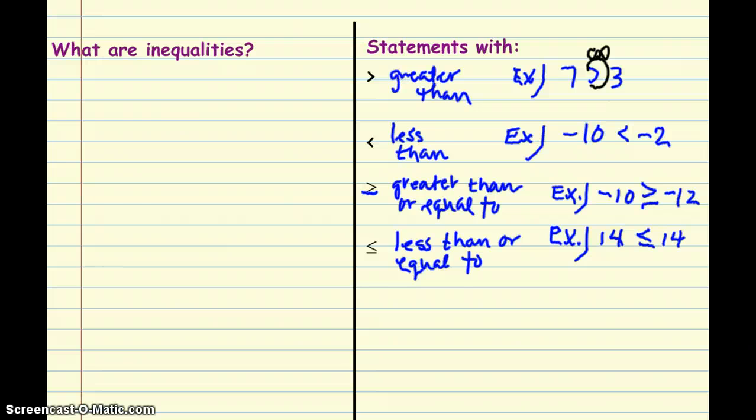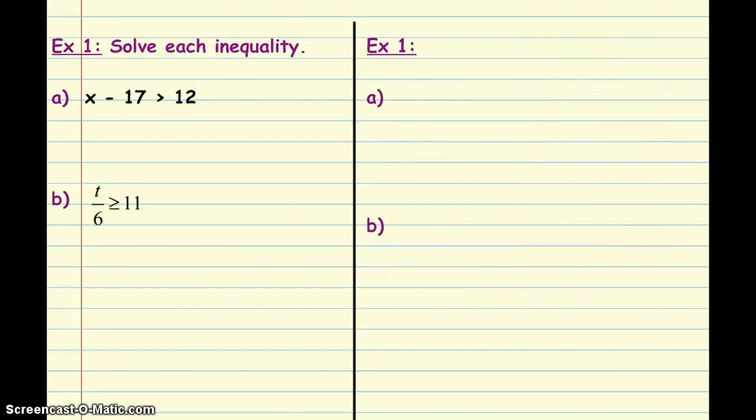So let's take a look at solving these inequalities using our algebra skills. Our first one is x minus 17 is greater than 12. We're just going to think back to how we solved these if there had been an equal sign instead of the inequality. We're going to work backwards, so I need to undo this subtracting of 17 by adding 17 to both sides. The 17s cancel each other out, and I get x is greater than 12 plus 17, which is 29.